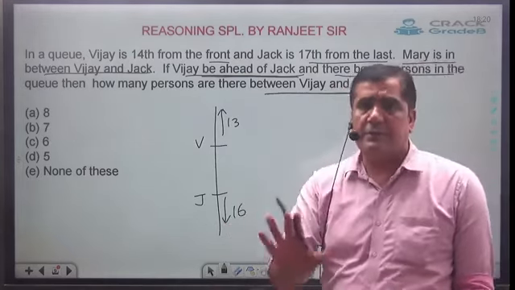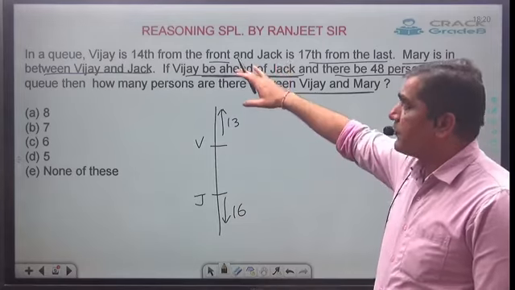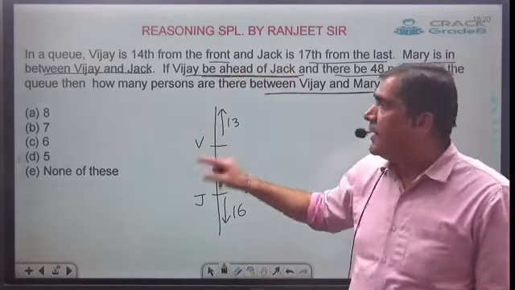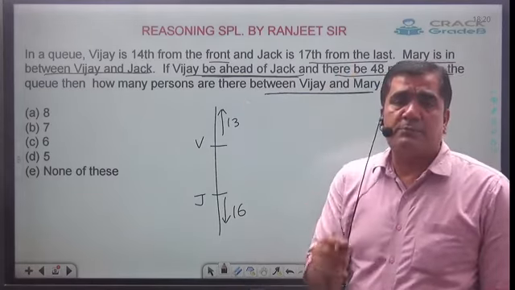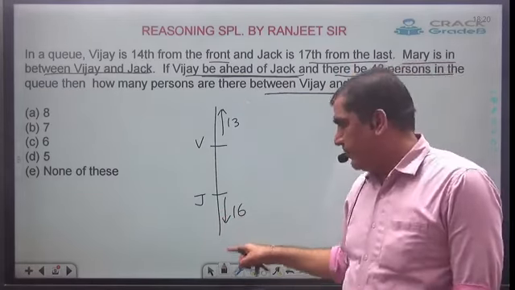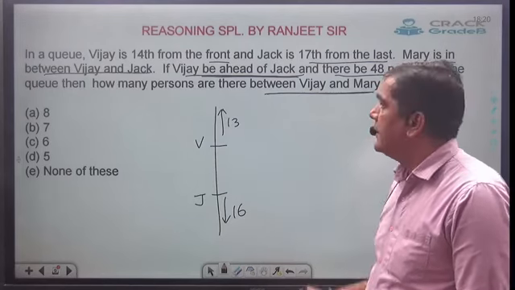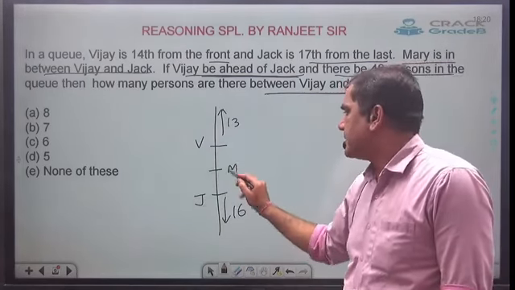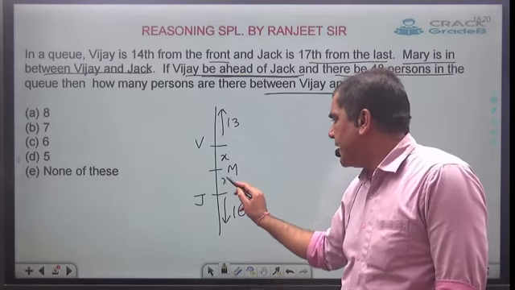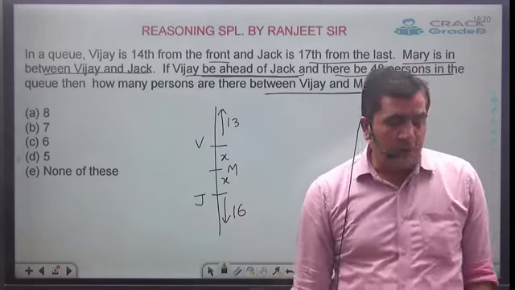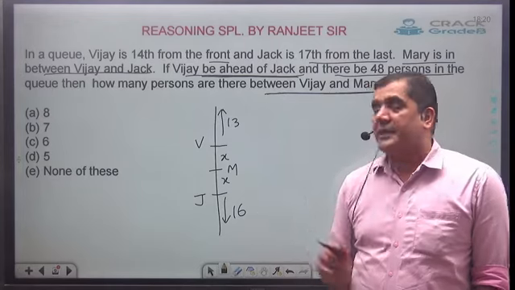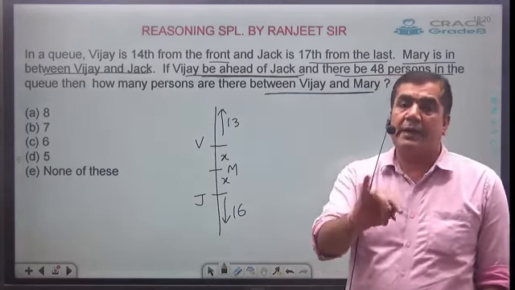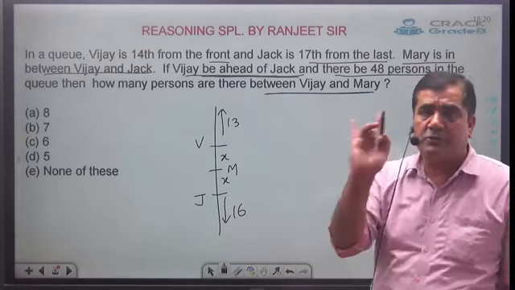They have given Vijay is 14th from top, means to the top of Vijay there must be 13 students. And Jack is 17th from last, means below Jack there must be 16 students. Now they are saying Mary is exactly between. Exactly between means X. Mary is over here. So if this is X, this must be X. Since Mary is between Vijay and Jack, my first job is to find out how many persons are there between Vijay and Jack.